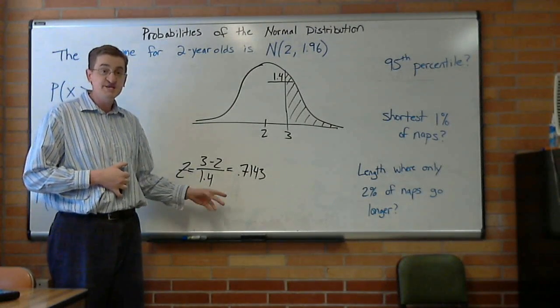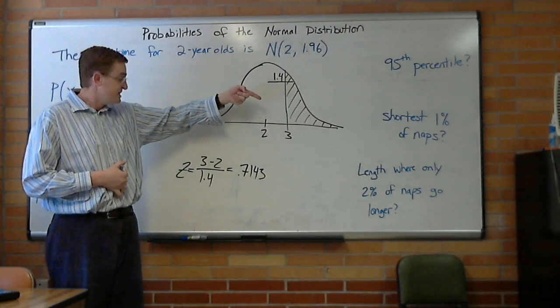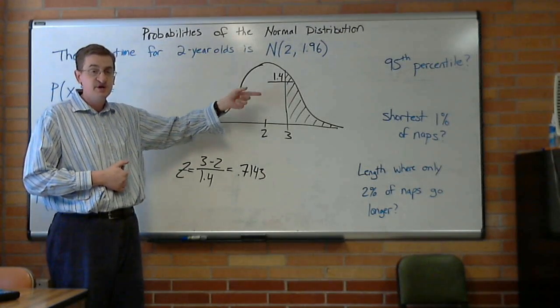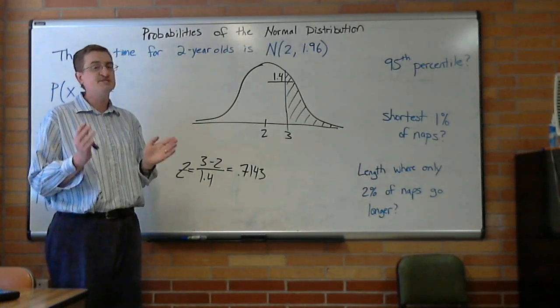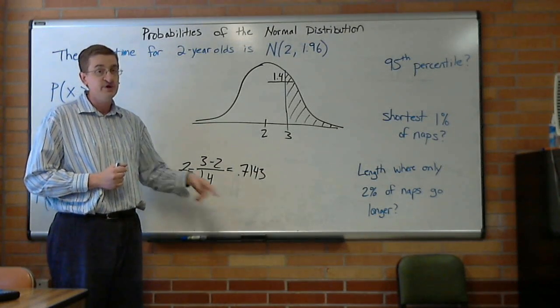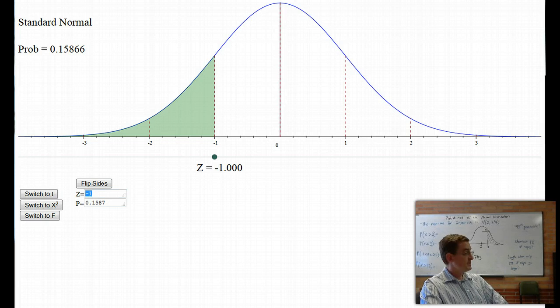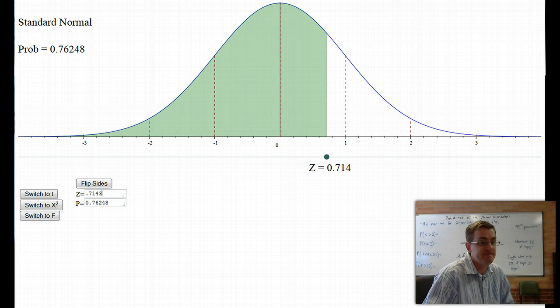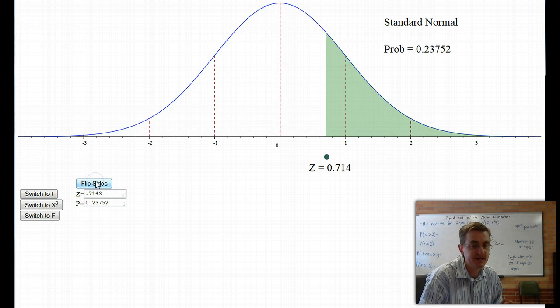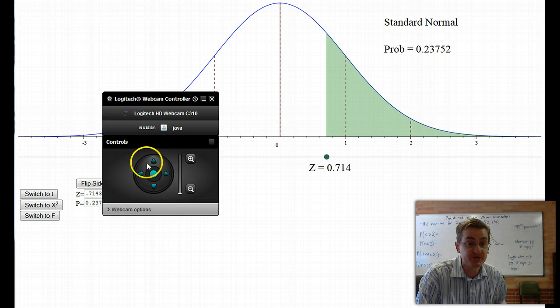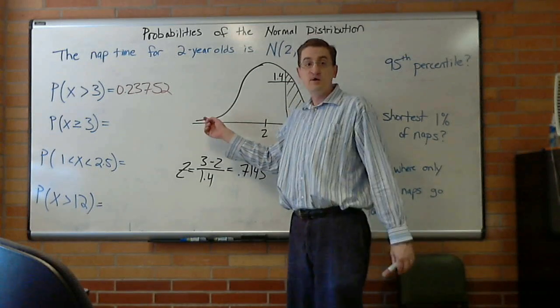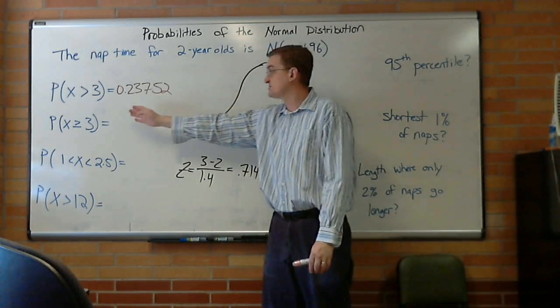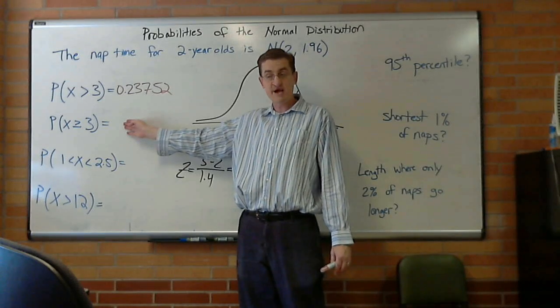Don't get fooled into thinking this is the probability. Look at our picture. 71% is not the right answer. And if you took 1 minus to get the other side, it's still not right. This is a z-score. To find the probability, we're going to go to the applet and put in 0.7143, and there is our probability. Nope, that's not right. I need to flip the sides. Thank you for the picture. Always draw the picture. My probability is 0.23752.